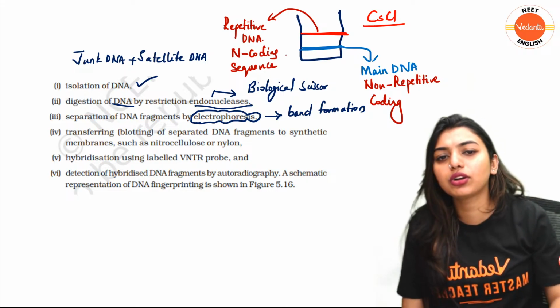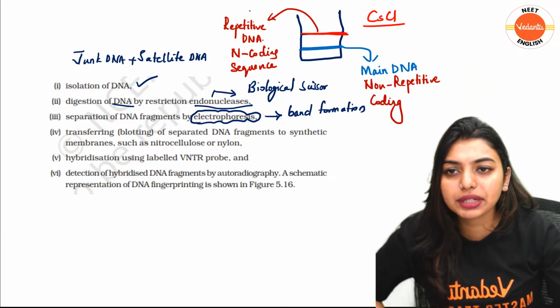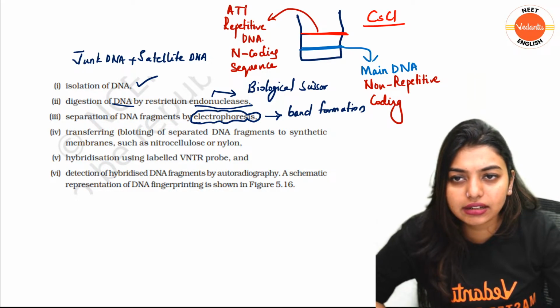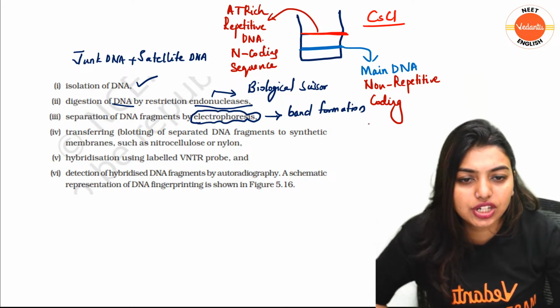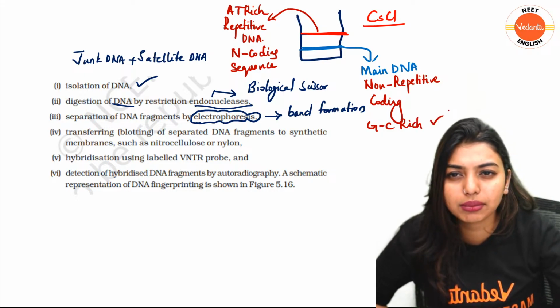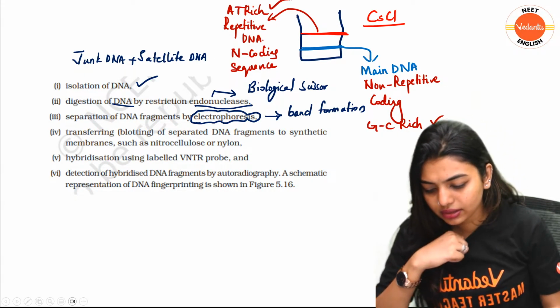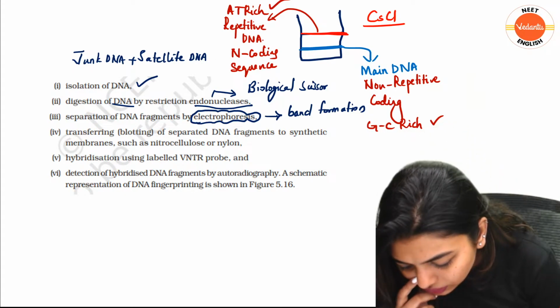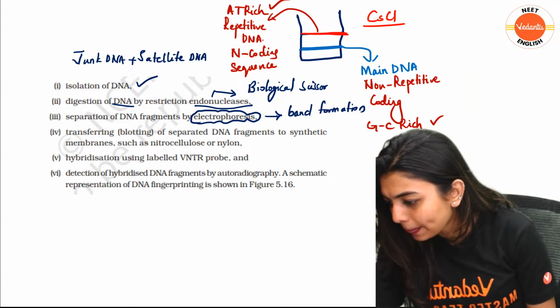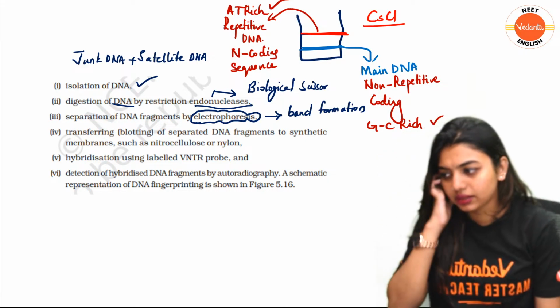This way, students, we'll be able to get a different gradient. Now this repetitive DNA is usually AT rich DNA. This is GC rich region. Okay, GC rich region. Keep it in mind. AT rich region and GC rich region. Okay, clear? I think it's visible, no? Yes, it's visible.